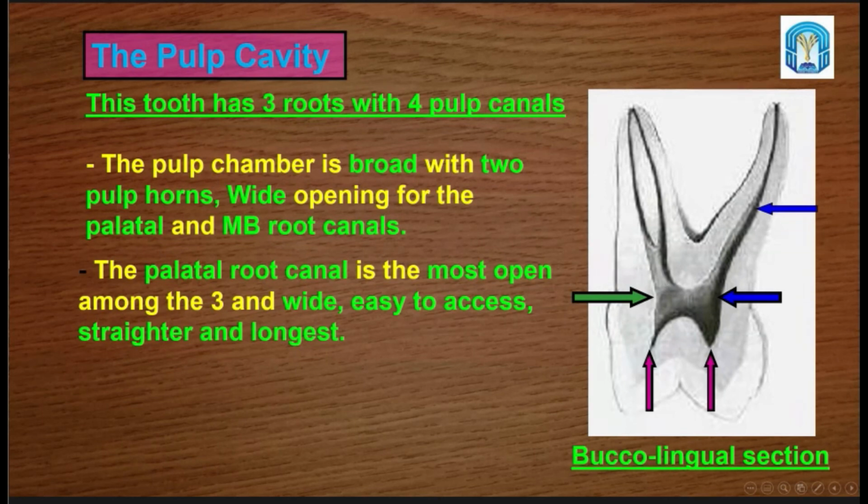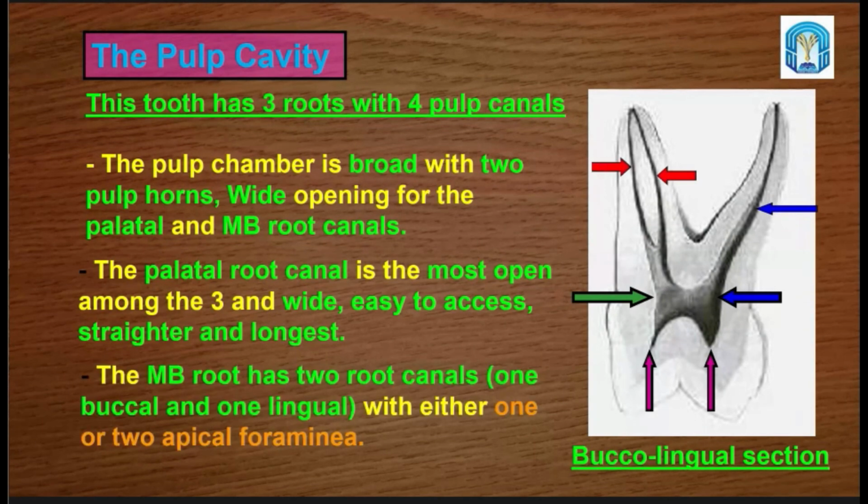The mesio-buccal root has two root canals, one buccal and one lingual, with either one or two apical foramina. They may join into one apical foramen, or they may end in two apical foramina. So there is a variation in the mesio-buccal root.